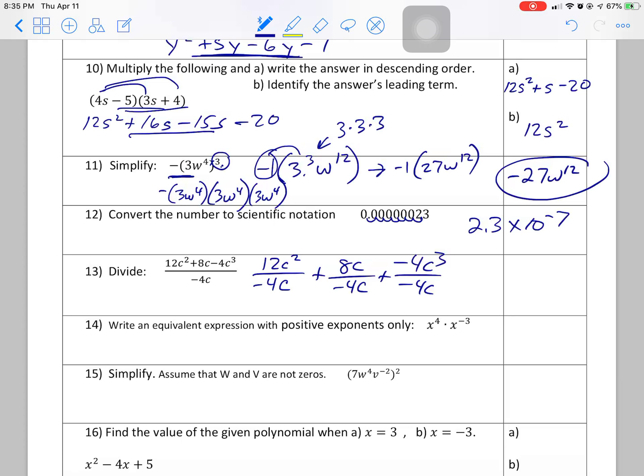All right, so the first term is going to be what? Negative 3c. Second term is going to be negative 2. Third term is going to be a positive c squared. That's a little tricky. All right, I'll come back and finish it.